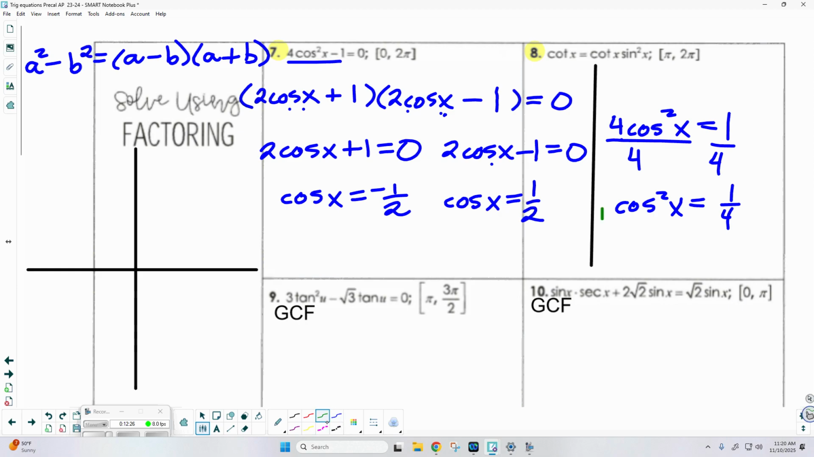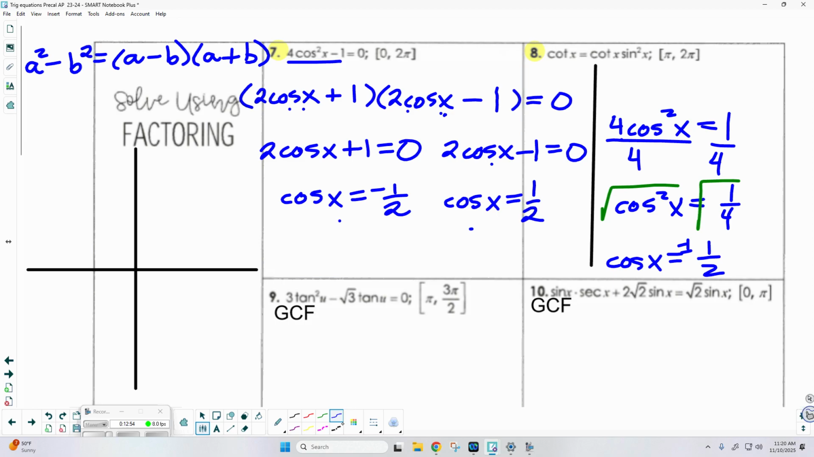Take the square root. So cosine of x is equal to the square root of 1/4, which is 1/2. And remember, what did we talk about when we take an even root? Put the plus or minus when you're solving an equation. You'll notice cosine will equal a positive or a negative 1/2. That is exactly what I got even when I factored it. So number 7 is the only one on this page that's unique.